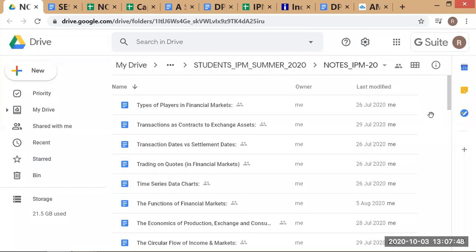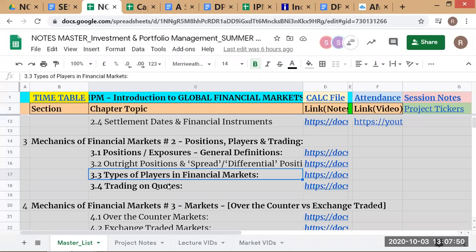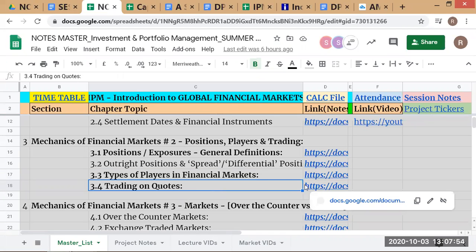Yes, okay, sir. Remember, this is also one of your required notes in the syllabus: trading on quotes, bids and offers by market makers.